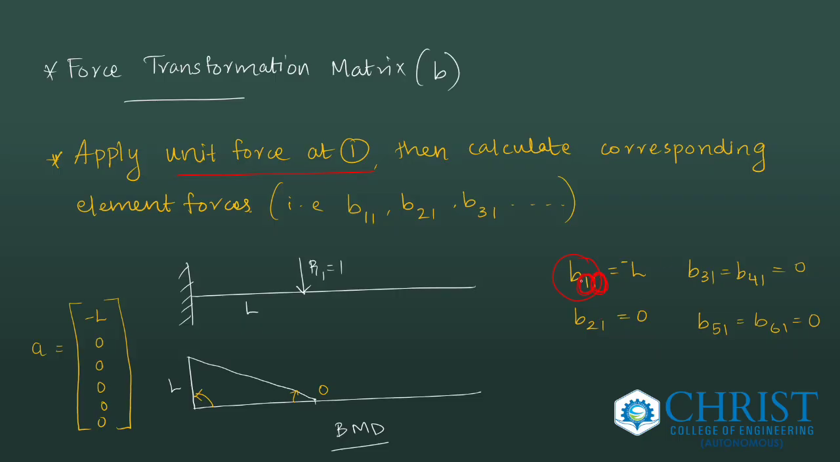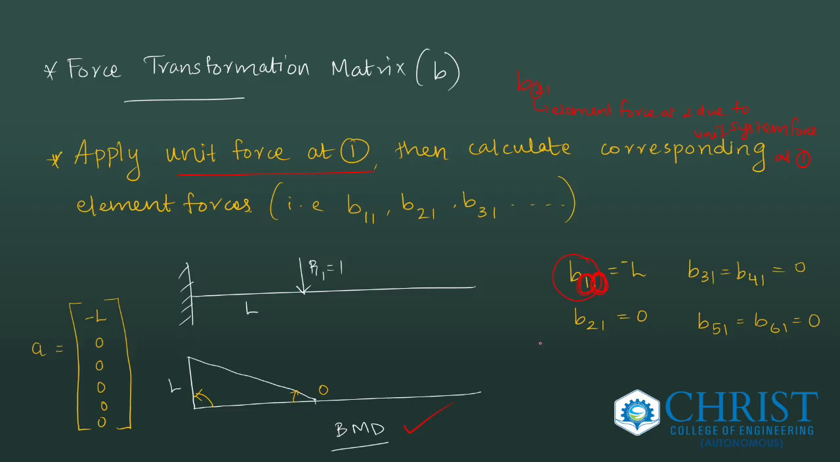And what is B21? B21 is element force at 2 due to unit system force at 1. So apply R1 equal to 1. Then how will I calculate the element force? Just take the bending moment diagram here.